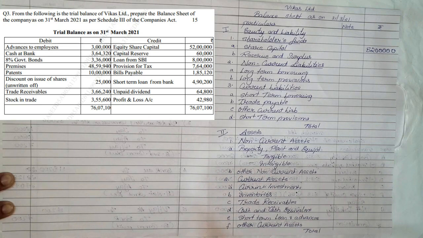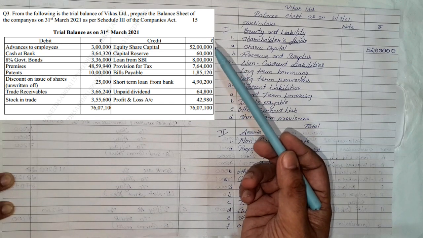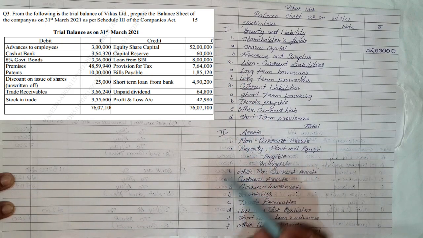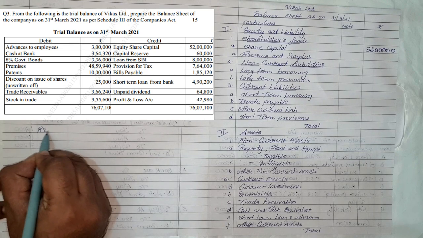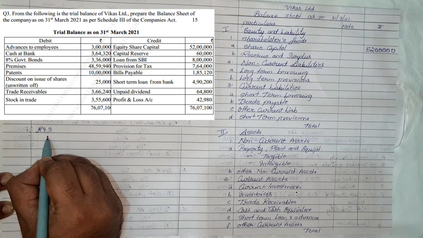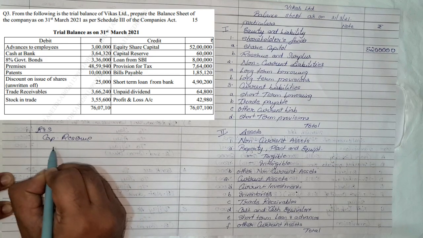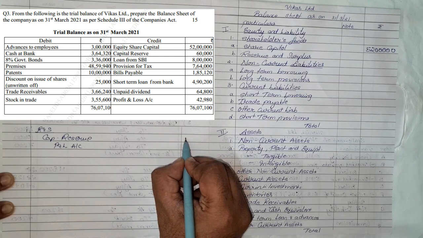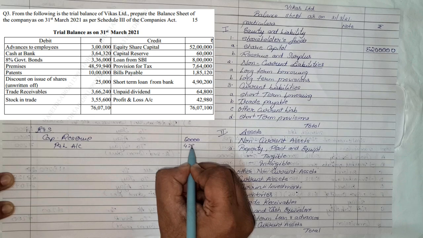Okay, chalo, next is reserves and surplus. Now let us see what all things can come under reserve and surplus. You can check, there are two things. One, I can see there is capital reserves. Second, there is profit and loss account. So two things are there, so we'll have to prepare a note for it. So under notes to account, number 1 reserve and surplus, we have capital reserve and profit and loss account, 60,000 and 42,980.